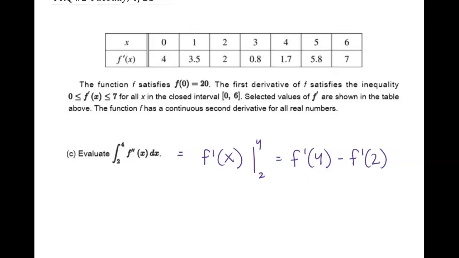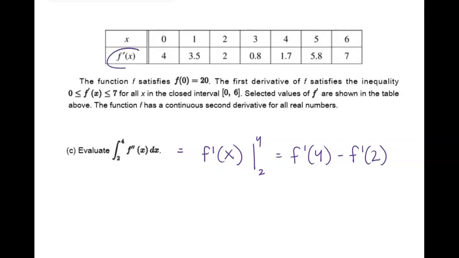Well, conveniently we have these values. F prime is right here, x is right here, so f prime of 4 is 1.7. F prime of 2 is 2. So this integral is actually equal to negative 0.3.